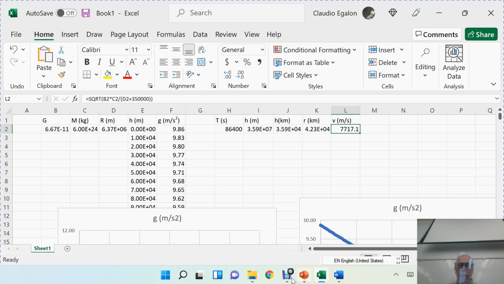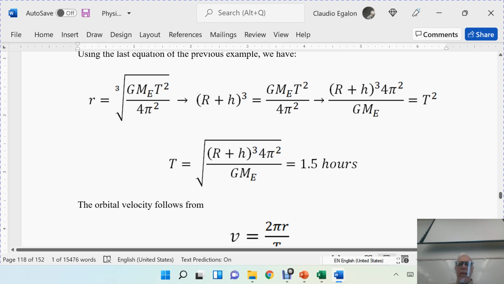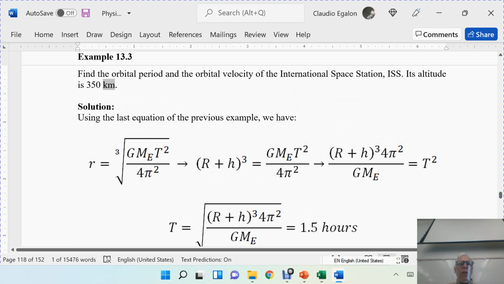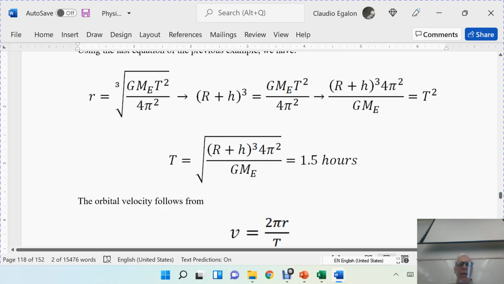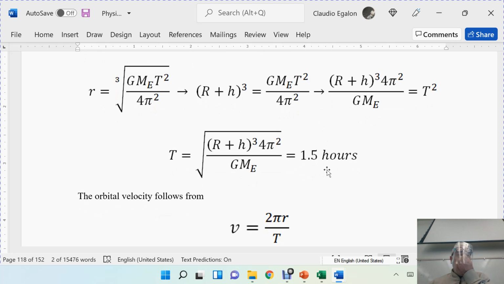Anything else? One more, and we can also find the period. Let's see here. Find out the orbital period, not the orbital velocity. No, I found the orbital velocity. Now let's find the orbital period. The orbital period ended up being like 1 hour and a half. Going around the world in 1 hour and a half, 90 minutes.